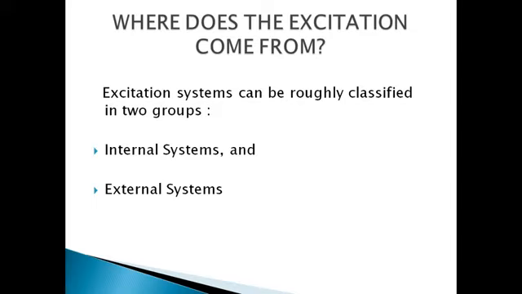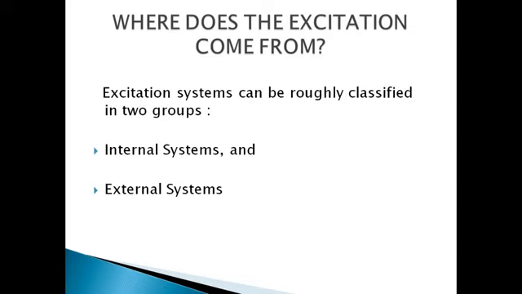So, where does the excitation come from? Excitation systems can be roughly classified in two groups, internal and external. In an internal system, the main generator and exciter are built to operate in such a way that, without interference of any other control device, the main generator develops constant power at different load conditions. In an external system, control apparatus outside the main generator and exciter is used to get these results.